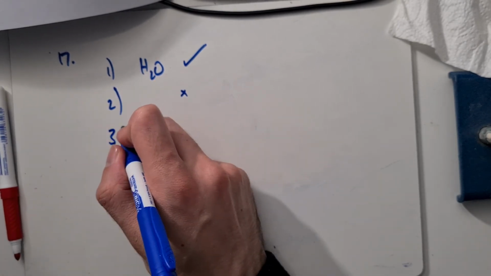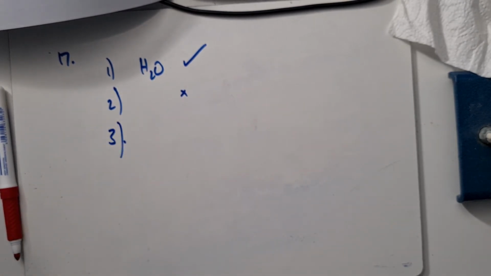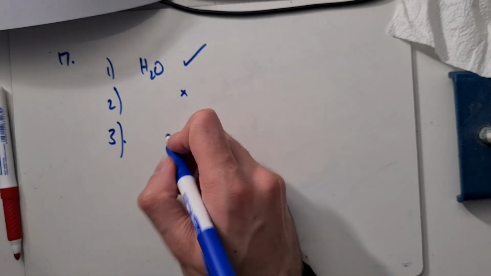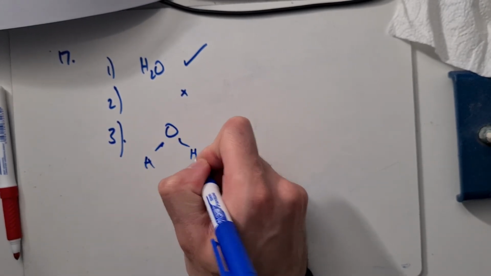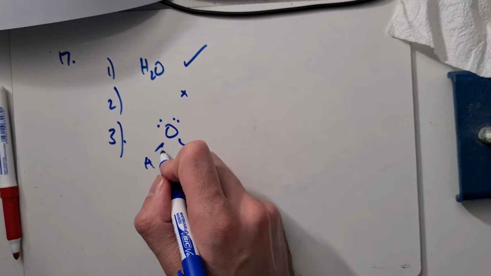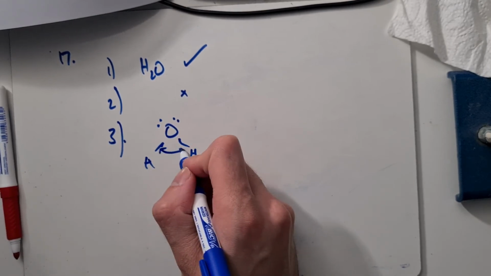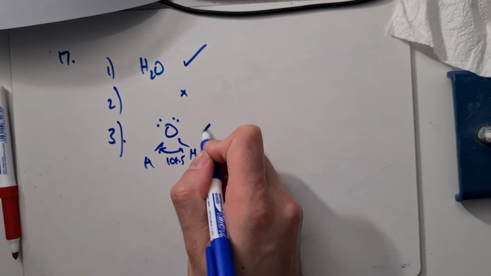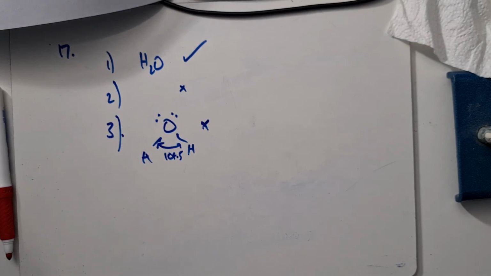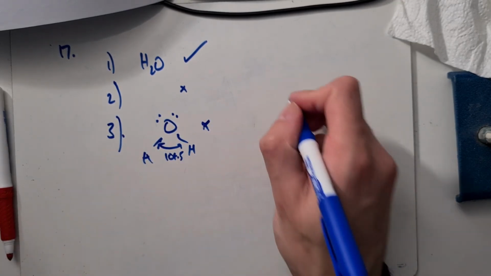So that's wrong. And then 3, water has a bond angle of 180 degrees. We've seen this previously. This is not 180 degrees. In fact, this is 104.5. So 1 is true, 2 and 3 are false. So 17 will be D.